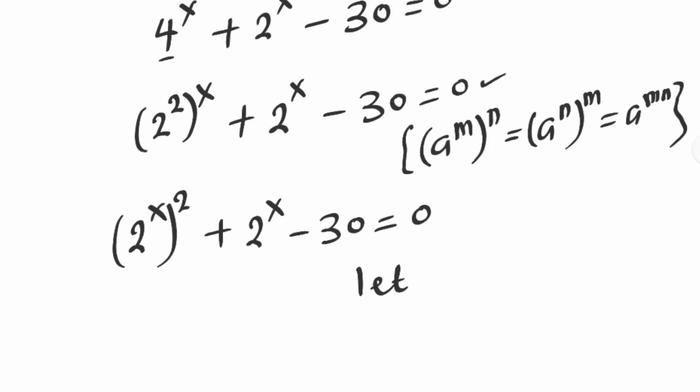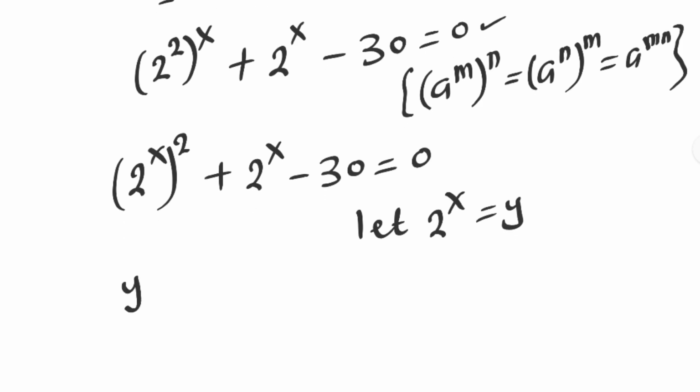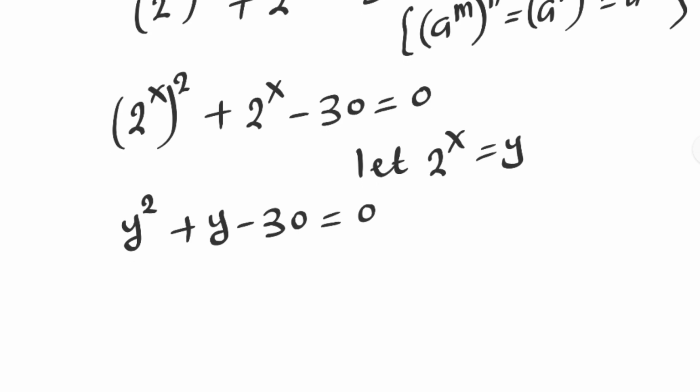Let 2 raised to power x be equal to y. Now we have y squared plus y minus 30 is equal to 0. Then you can see that 30 is equal to 6 multiplied by 5. Therefore minus 30 is equal to minus 5 multiplied by 6.